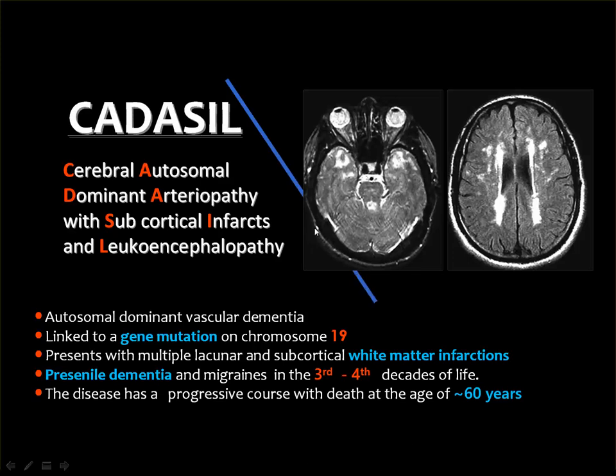Then CADASIL is an autosomal dominant vascular dementia. This disease results in extensive white matter ischemic changes, and these ischemic changes occur at a relatively younger age compared to subcortical arteriosclerotic encephalopathy. Another differentiating point, which is very important, is the affection of the temporal lobes, which does not occur in subcortical arteriosclerotic encephalopathy until very late.